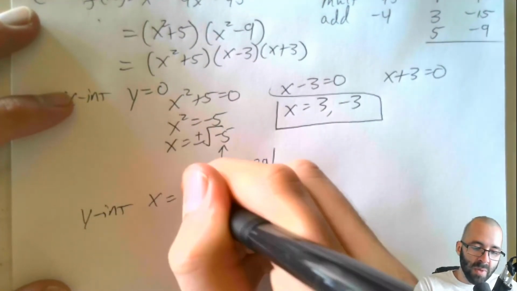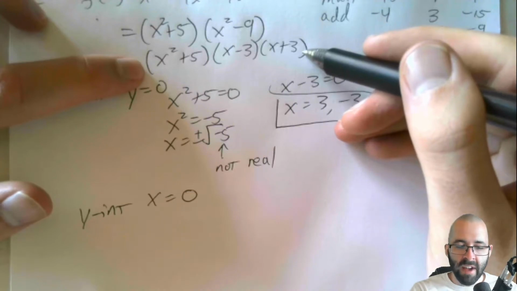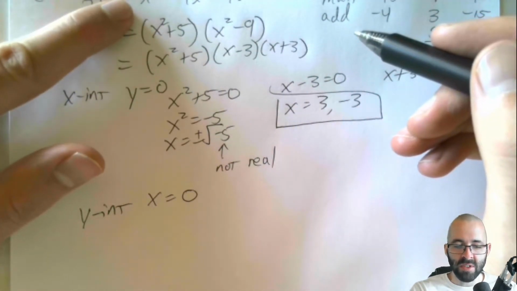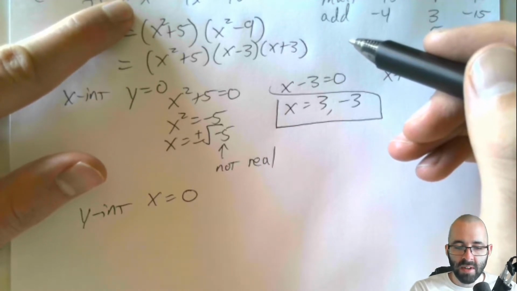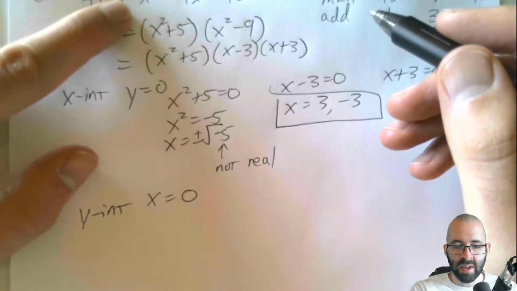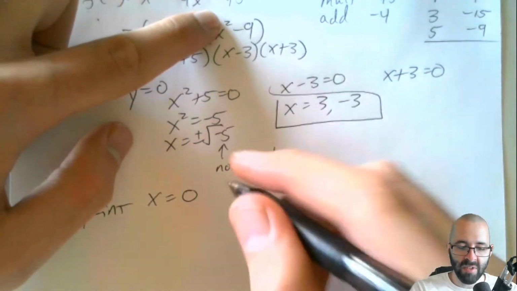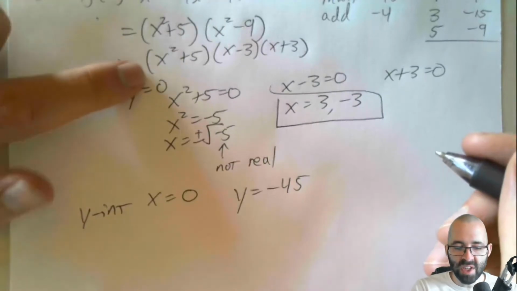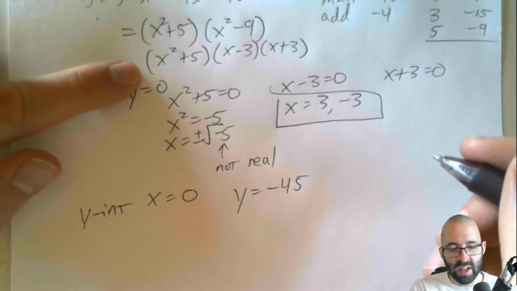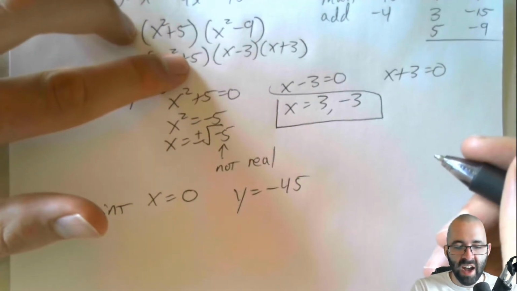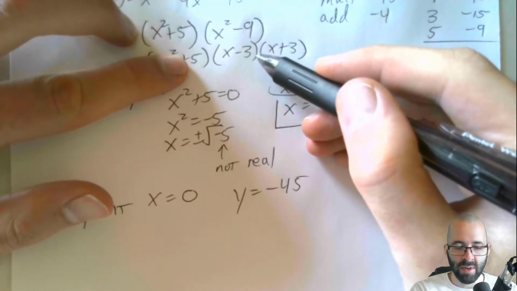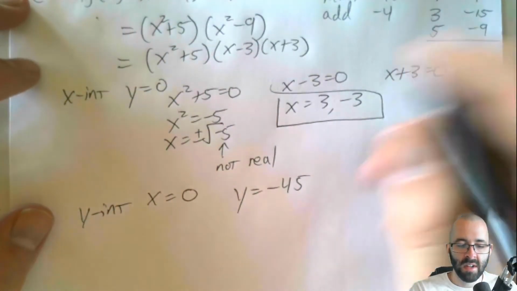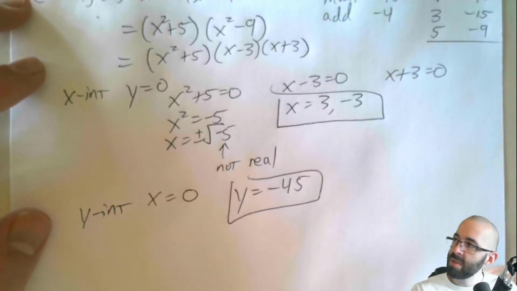The y-intercept was when x is equal to 0. You can either use the factored form here or the original. Plugging an x equals 0 into the original is much easier, I think, but both work. Right? When x is equal to 0, we get 0 minus 45. Y is just that negative 45. Or if we plugged in 0 here, we would get 0 plus 5. Well, it's 5. 5 times negative 3 is negative 15. Times positive 3 is negative 45.